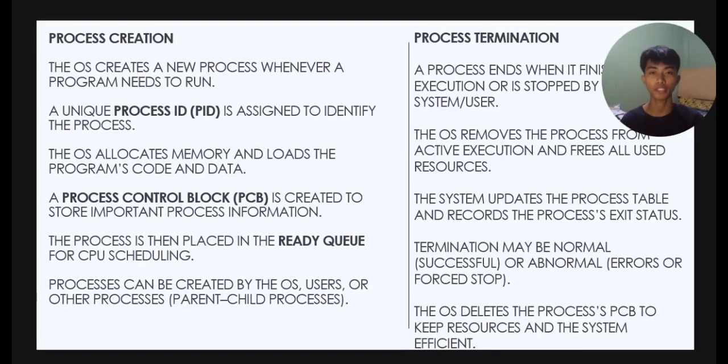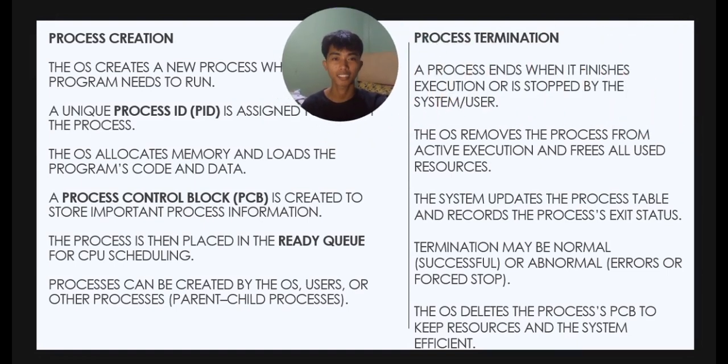While for process termination, the process ends. A process ends when it finishes the execution or is stopped by the system or user. The OS removes the process from active execution and frees all used resources. The system updates the process table and records the process exit status. The termination will be normal or abnormal. The OS deletes the process PCB to keep resources and the system efficient.